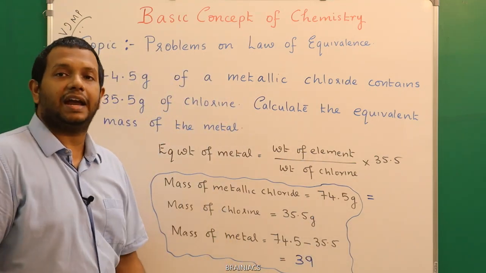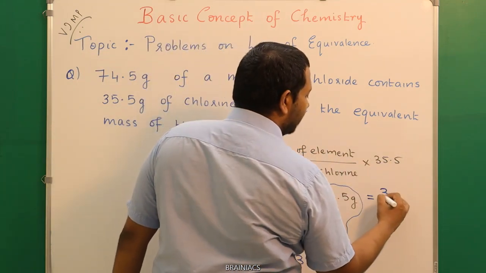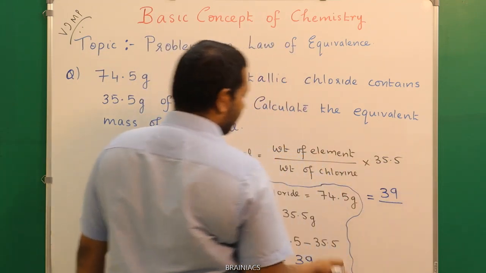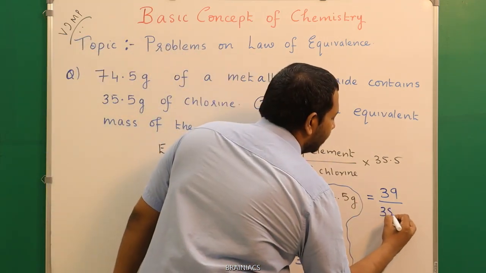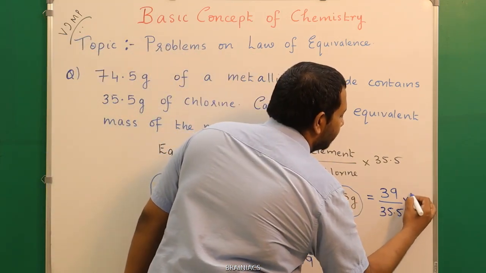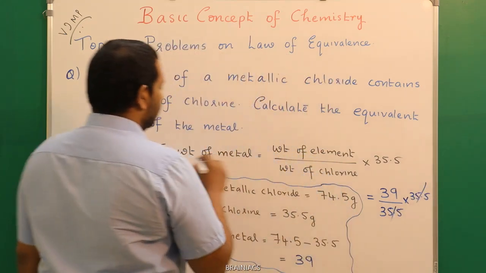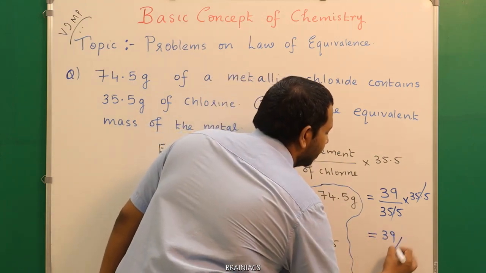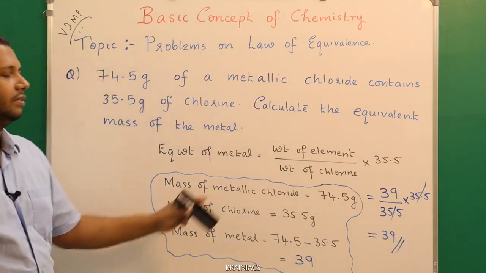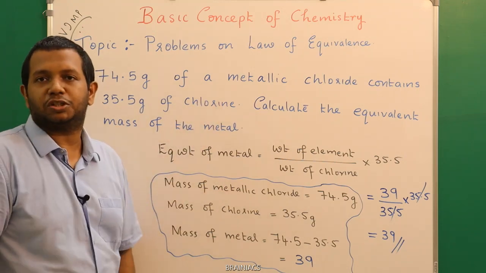So it is 39. So what you need to do here? Weight of the element is coming as 39, divided by weight of the chlorine 35.5, multiplied by 35.5. So this will get cancelled off. So what is the equivalent weight of the metal? It will come around 39. So equivalent weight of the metal is equal to 39. So this is how we apply the chloride formation method.